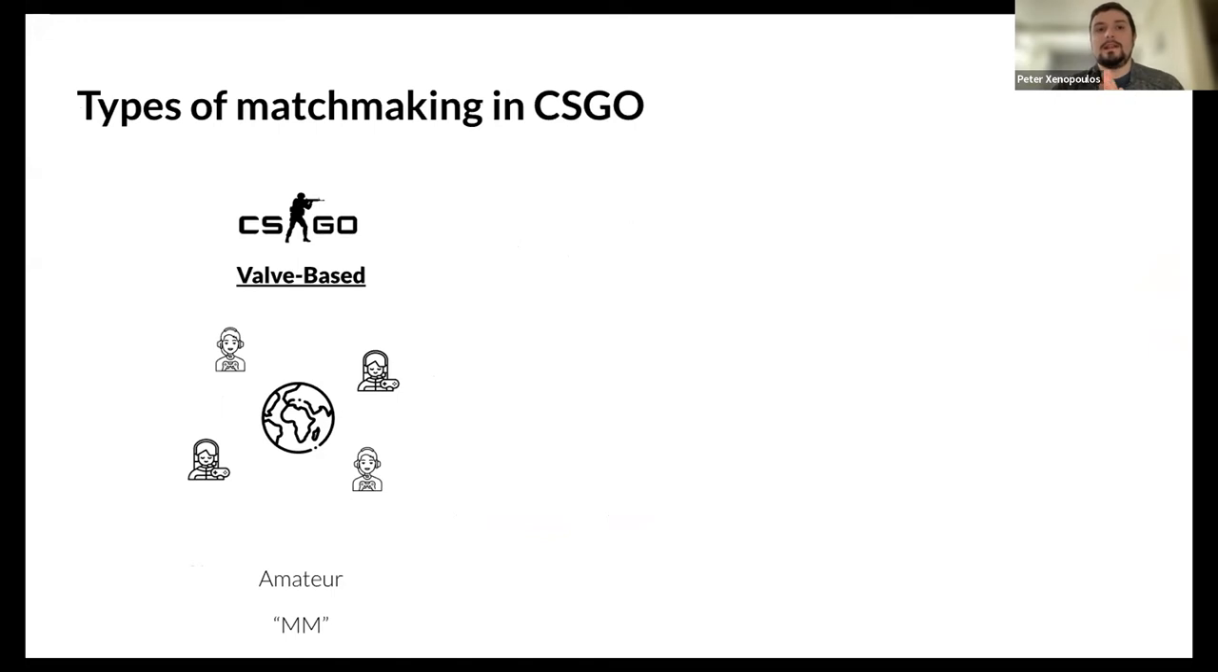So we define three main skill groups or sources of data. The first is this amateur data, which we call MM, which stands for matchmaking. This is the default matchmaking mode within the game. You load the game, you press play, and then you get matched with players in your region. And this is amateur because there's not really money involved. There are pretty large skill gaps between players oftentimes. And it's a very low stakes environment.